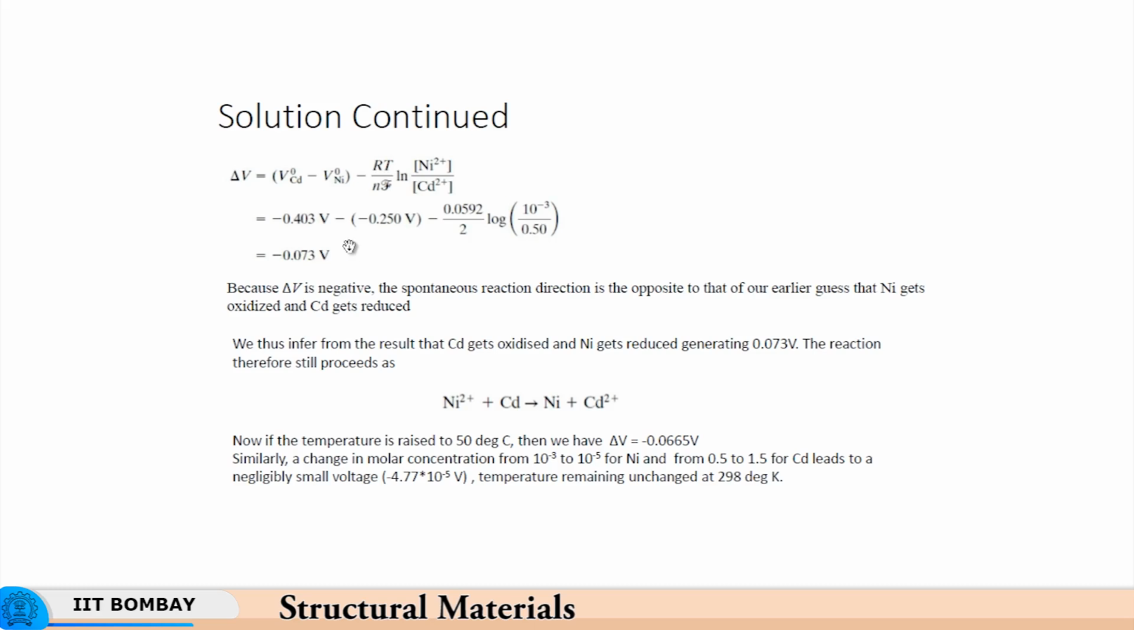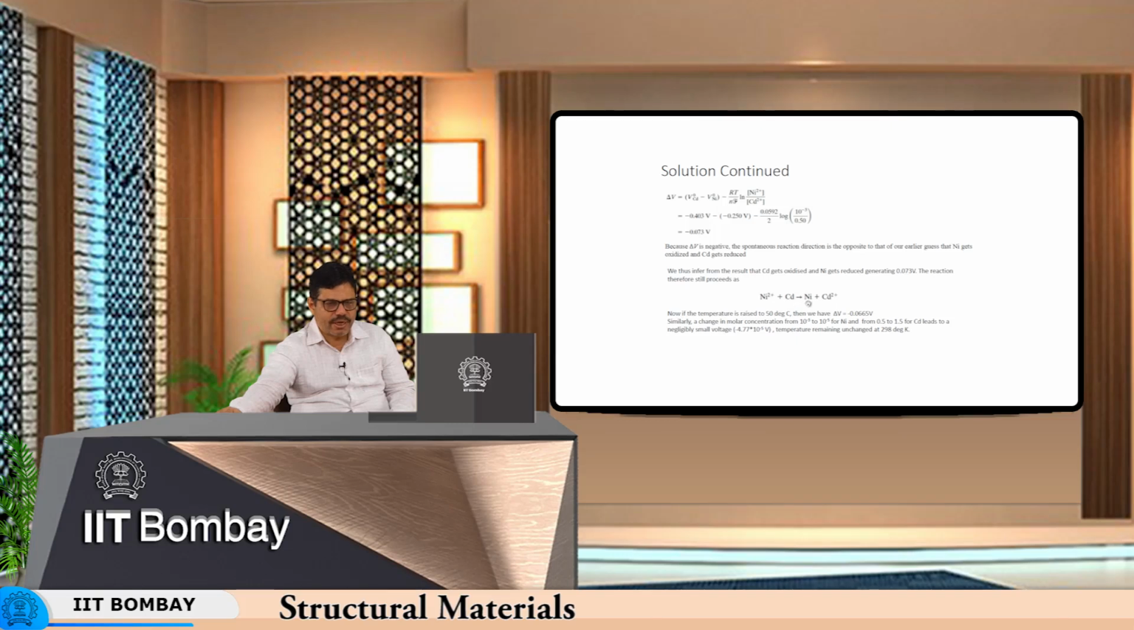So, again this minus 0.073 volts means there is a small voltage, but the direction of oxidation and reduction which we had assumed is not right, it has to be changed. So, when delta V is negative, the spontaneous reaction direction is opposite to that of our earlier guess, that nickel gets oxidized and cadmium gets reduced. So, we therefore infer that the cadmium has to get oxidized and nickel has to get reduced to generate 0.073 volts, and so the reaction therefore still proceeds as before, Ni2+ plus Cd giving Ni plus Cd2+, right.